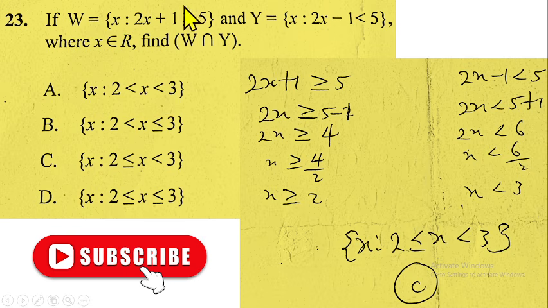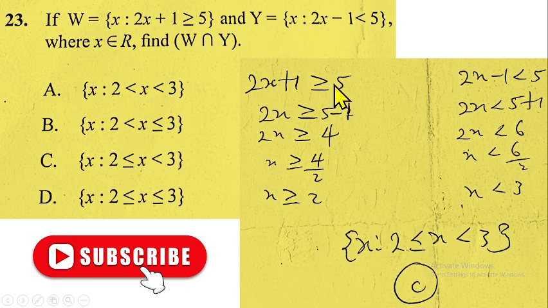Question number 23 also is on sets, but the elements of the two sets are given in inequality form. So if set W has elements S such that 2s plus 1 is greater than or equal to minus 5, and set Y has elements X such that 2s minus 1 is less than 5, where S belongs to R, find W intersection Y. Very simple, as we can simplify this inequality, simplify this one as well. At the end of the day, we combine our results as a range of values.